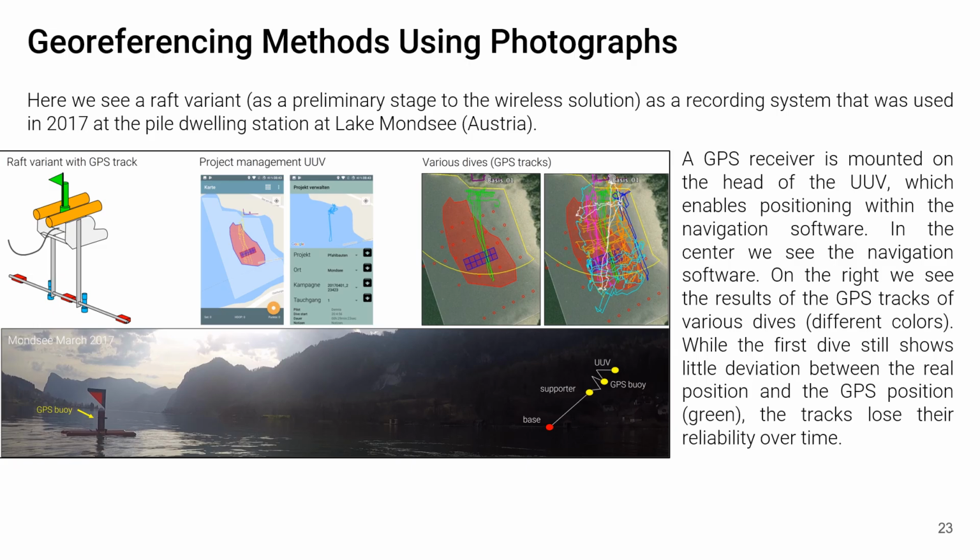In the center, we see the navigation software. This is where the project, the area to be recorded, and the recording trips are managed in real time. On the right, we see the results of the GPS tracks of various dives in different colors. While the first dive still shows little deviation between the real position and the GPS position in green, the tracks lose their reliability over time. The GPS position was sometimes more than 50 meters away from the real position. Although the water surface was calm, the GPS errors are due to the location in a valley and the reflections on the water surface.